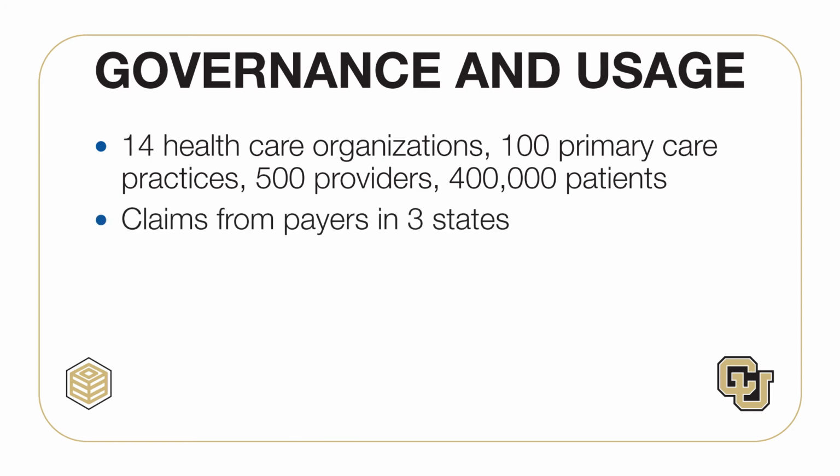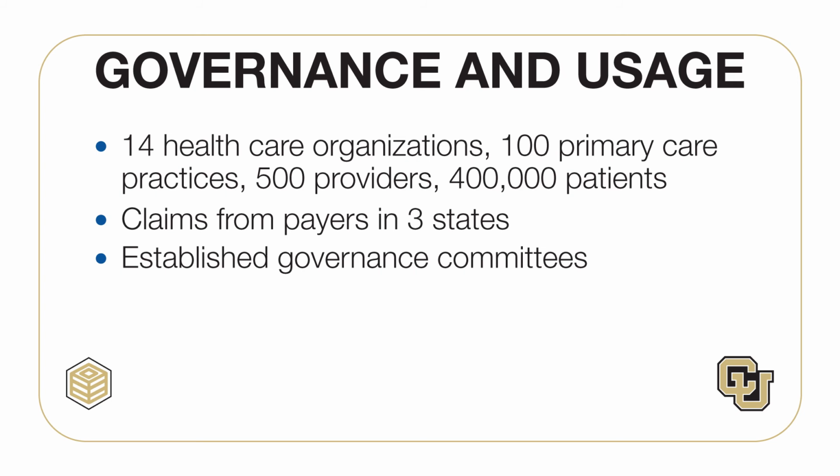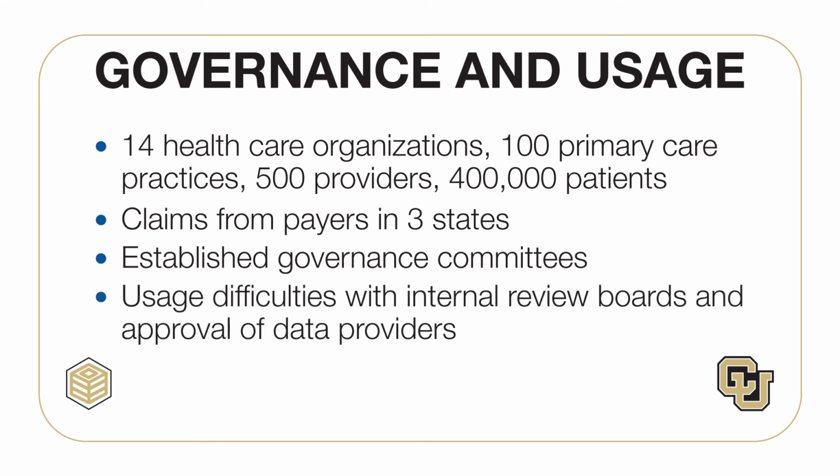Claims data comes from 3 U.S. states. Governance committees were created to coordinate participation by data providers and usage by researchers. SafetyNet has usage barriers with approvals by internal review boards and data providers.